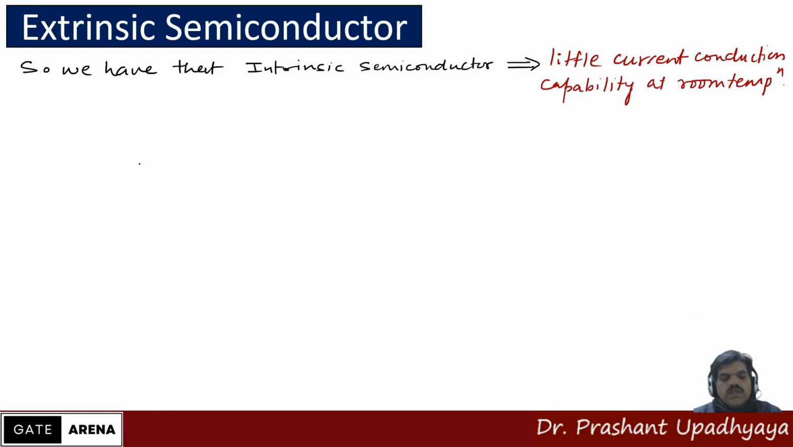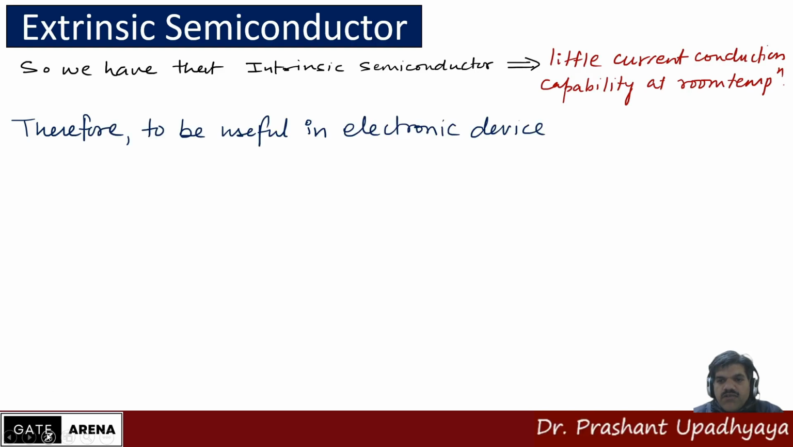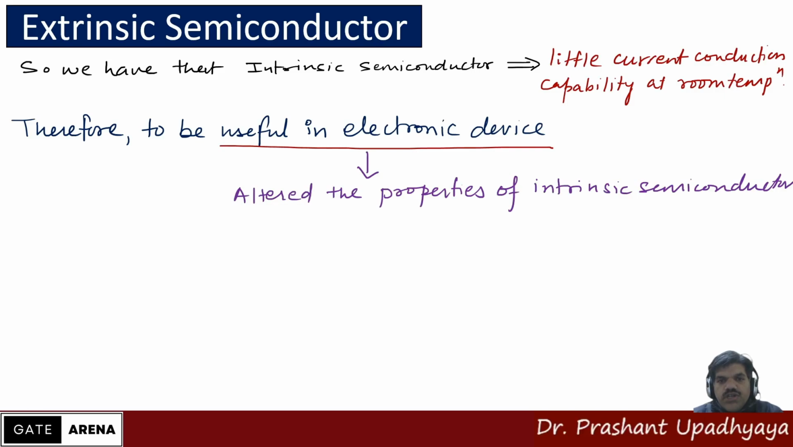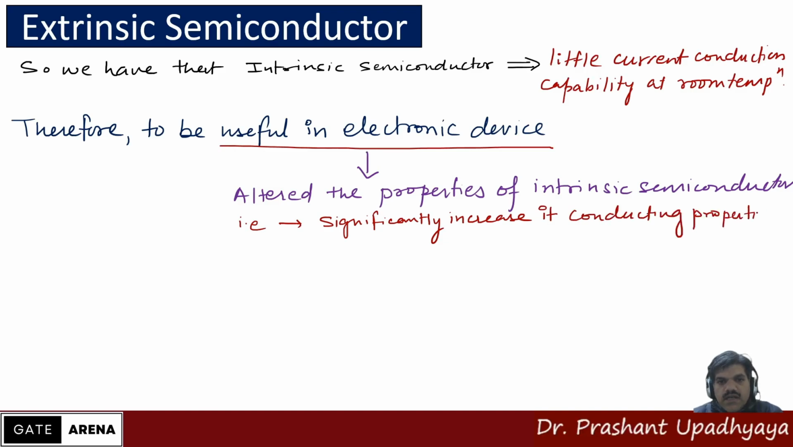When we are talking about electronics applications, we have to alter the conducting capabilities of these devices. So we have to alter the properties of an intrinsic semiconductor, and by alteration we mean that we want to significantly increase its conducting properties. Because we want the current to flow through our semiconductor material, fast like a conductor. So we are significantly increasing its conductivity.